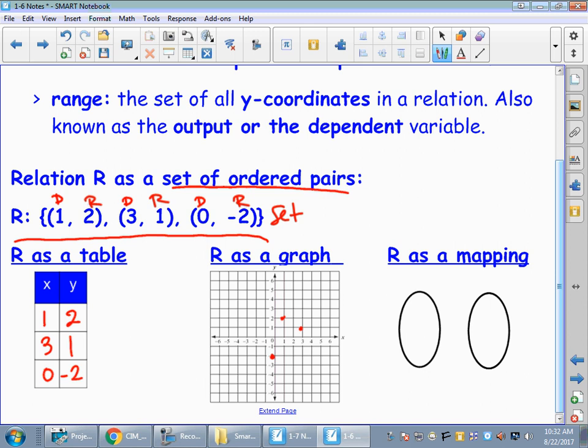This is a mapping. This first oval represents all the domain. The second oval represents all the range. So I'm going to put a 1, a 3, and a 0 here. I'm going to put a 2, a 1, and a -2 over here. You can put them in any order, but because I put them in the same order that they are, my arrows will not crisscross. If I put them in order from least to greatest, I might have some crossing arrows. As long as my arrow from 1 goes to 2, 3 goes to 1, and 0 goes to -2, my mapping is correct.